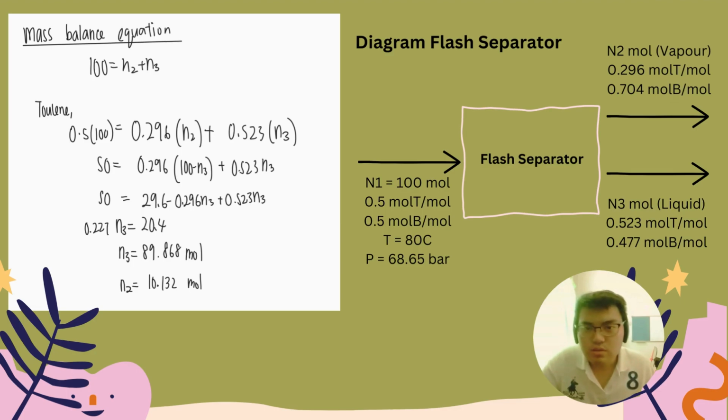100 equals N2 plus N3, and then using the toluene balance, 0.5 times 100 equals the mole fraction of vapor times the output for the vapor mole, plus 0.523, which is the mole fraction of the liquid, times the mole of the liquid. By using the substitution method, we are able to get N2 is 10.102, and then N3 was 89.868 mole.